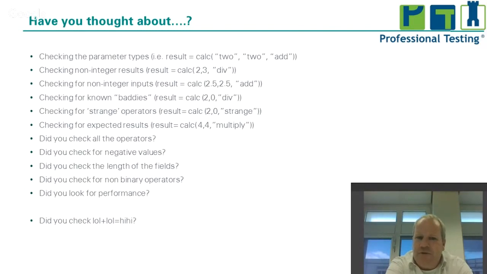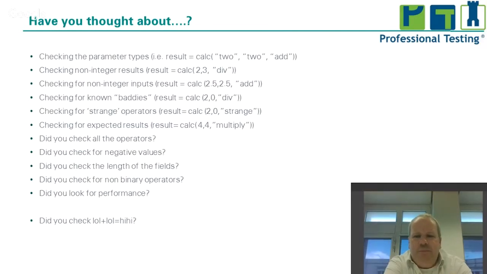Did some of you check for negative values or for too long fields? Maybe an integer only takes 128 bytes. Did anyone try to put in a double? And for non-binary operators, like if you just want to negate something, you don't get 2 operands, you only need 1. So you see that there's a lot of stuff in here that is actually unsure.